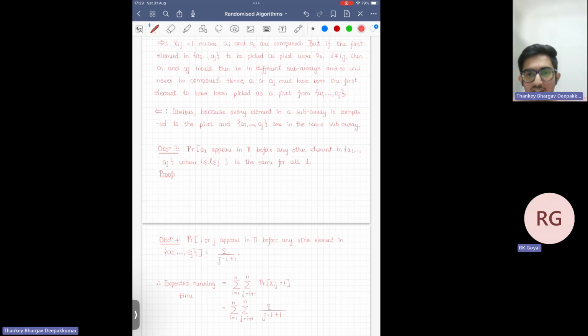Why is this true? This is because of something we are doing in the algorithm. Will this be true for this statement also, that the probability that AL appears in pi after any other element in this set would also be the same for all the values of L? But this is much easier to prove.